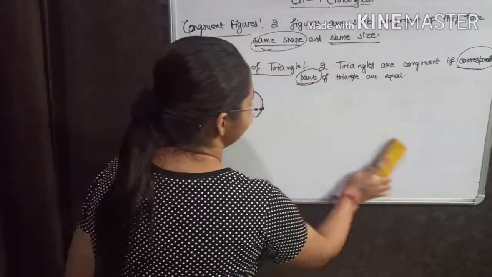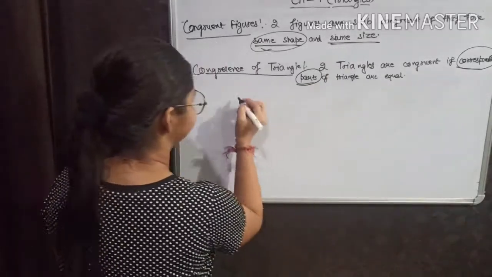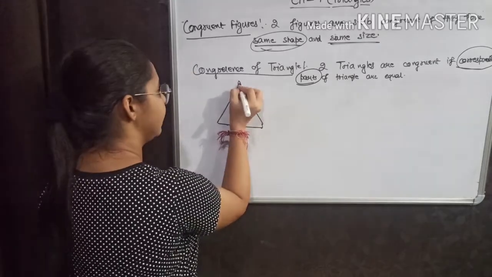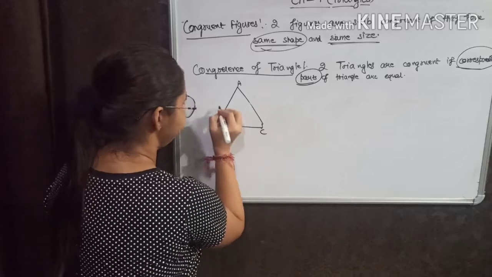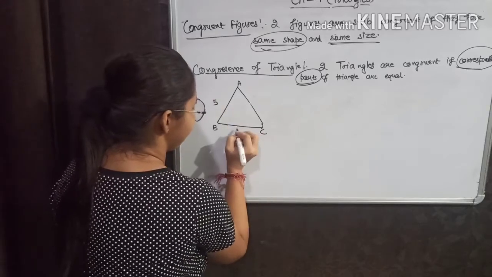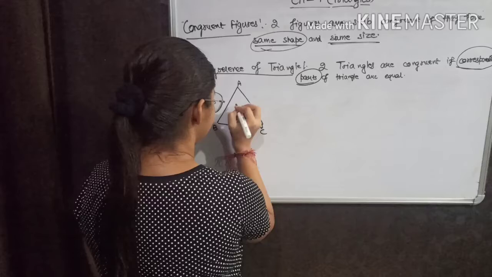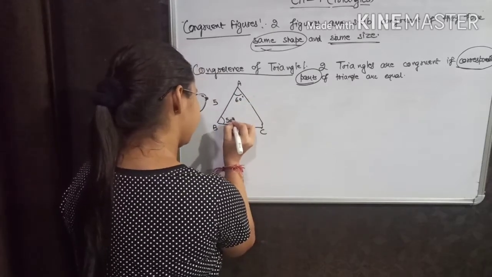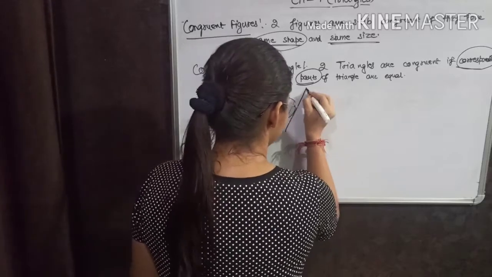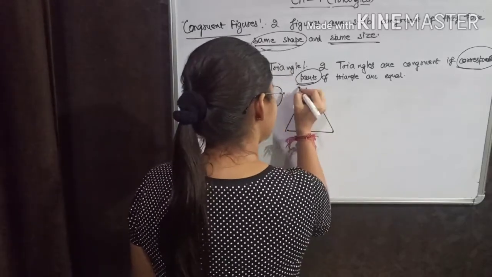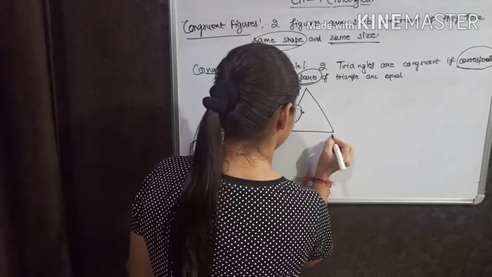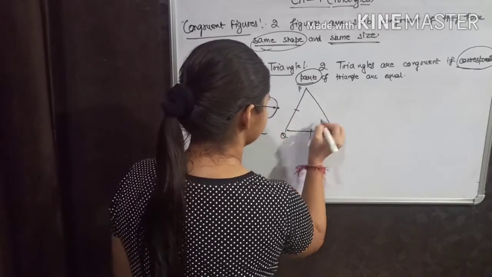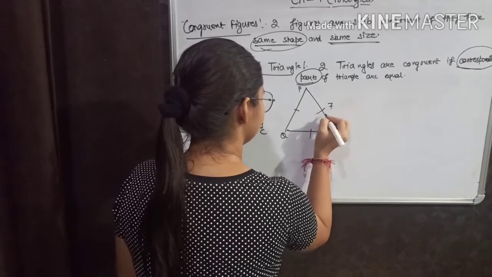I am giving you two triangles. They are congruent. I am giving you two triangles, ABC, where this side is 5 and this is 4, and this angle is 60 degrees and this is 50 degrees. And this triangle is PQR. Okay, and this is not known, this is not known, this is 7.